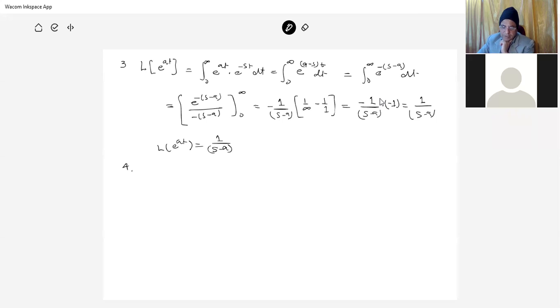The fourth formula is the Laplace transform of sine at. So this is expressed as 0 to infinity sine at e raised to the power minus st dt.